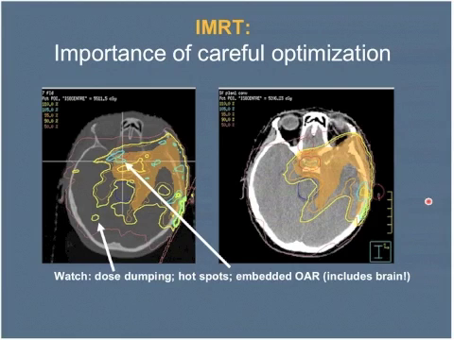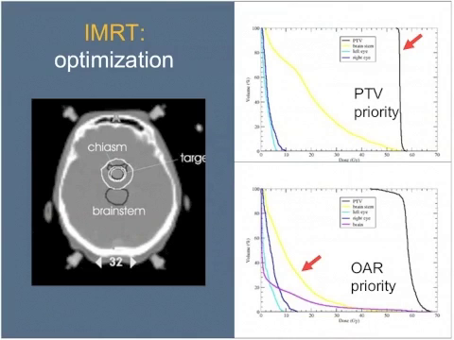So IMRT gives you a lot of flexibility in conforming the dose, but requires a lot of attention to make sure you have optimized your plan to your best ability. And you do have choices that you can make.